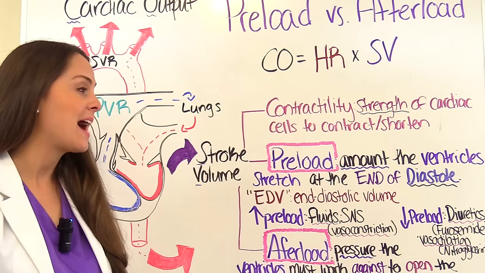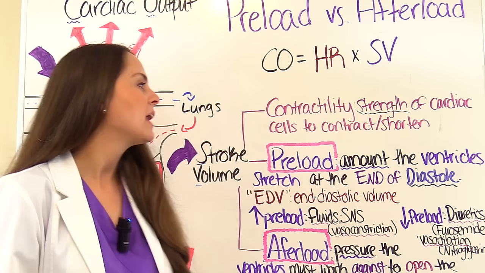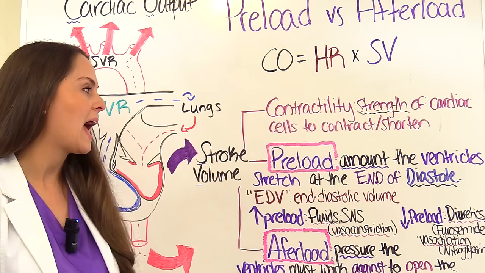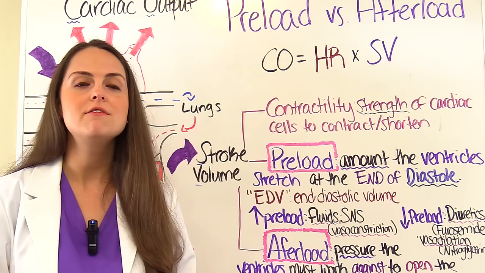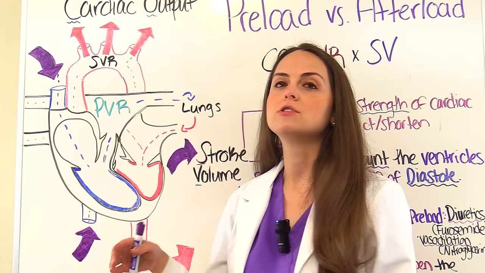So let's talk about preload first. Preload is the amount the ventricles stretch at the end of diastole. What phase of the cardiac cycle is diastole? What's going on during this phase? This is the relaxation and filling phase, and we're talking about the filling phase of these ventricles. They're being filled with blood.